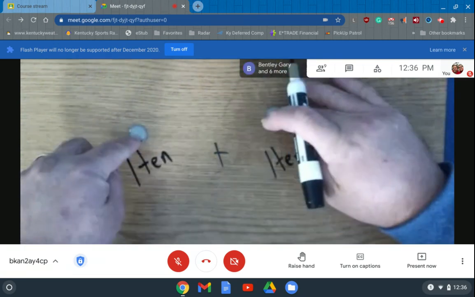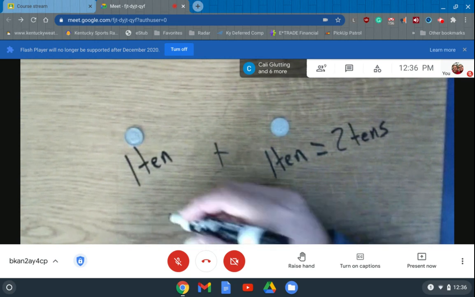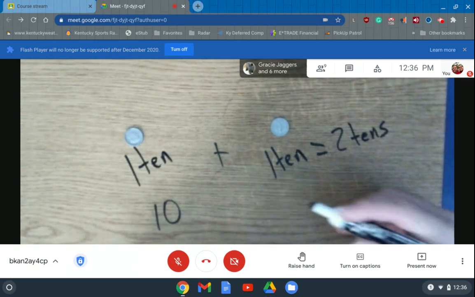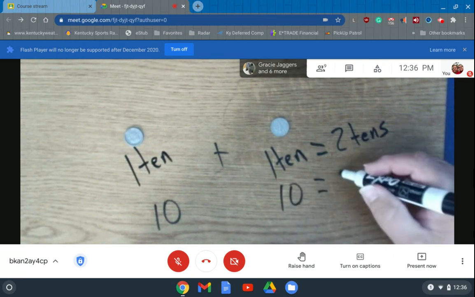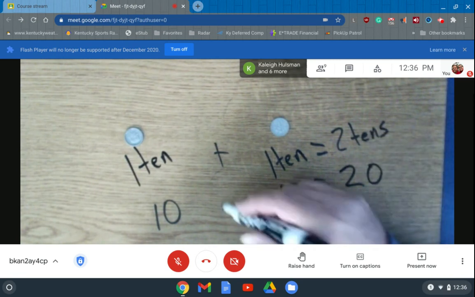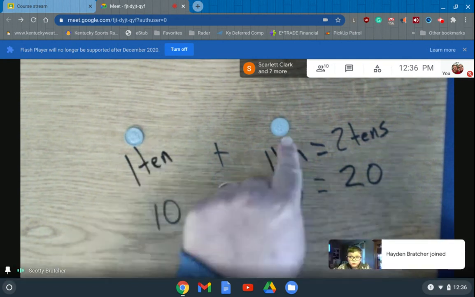So I'm going to separate these again. Okay. What we have been doing is taking the word 10 and making it a 0. And I take over here and do the same thing. And that gives me 2. And I change this word tens to 0. And I have 10 plus 10 equals 20. Everybody agree? Yeah. Okay. But we're using money this time.